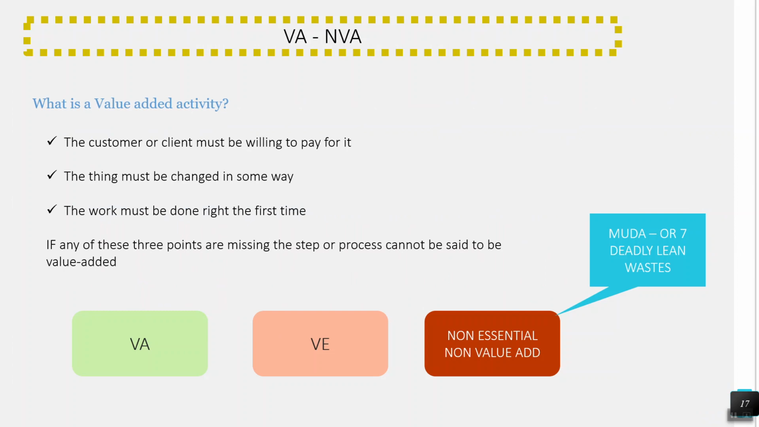All activities in the process can be divided into VA, that is, value-adding activity, and NVA, or non-value-adding activity. NVA are further classified into essential non-value-adding or value-enabling activities. These are activities which do not produce any customer value, but are essential for creating another value-added activity. Non-essential non-value-adding activities are called muda. They are the 7 deadly sins. We will learn about muda and wastes in the section on lean wastes.